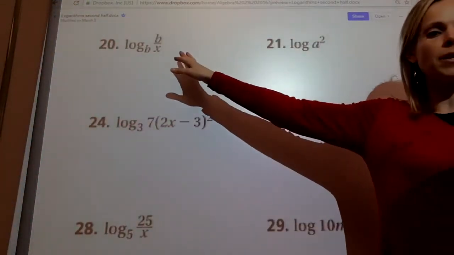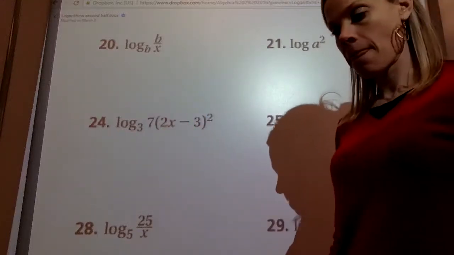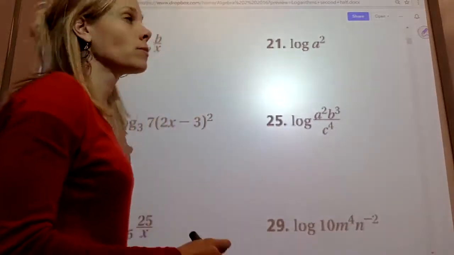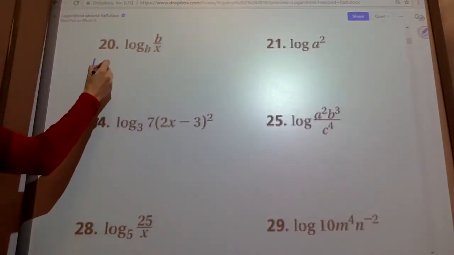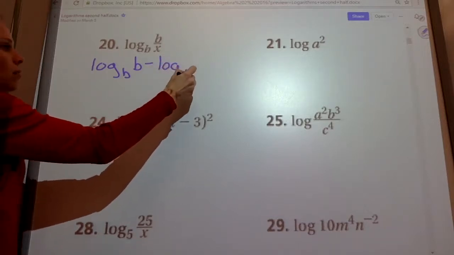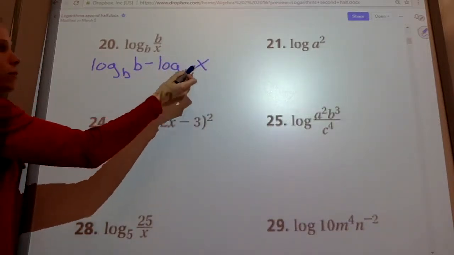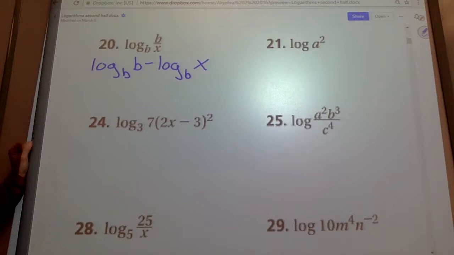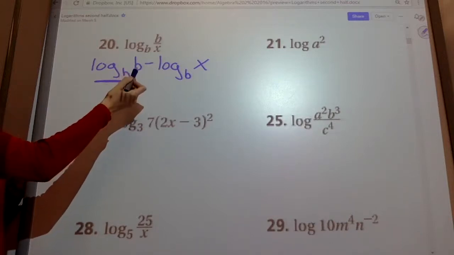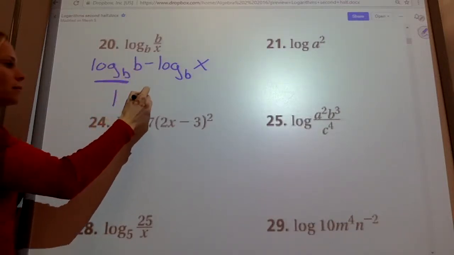Second one, what operation do you see going on there? Division. How do I undo division? With subtraction. Very good. So this becomes log base B of B minus log base B of x because it was B over x. One of those I can simplify. Which one? This one, because B to what power is B? 1.